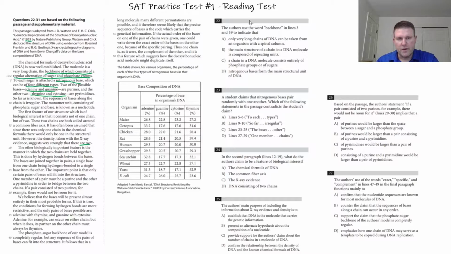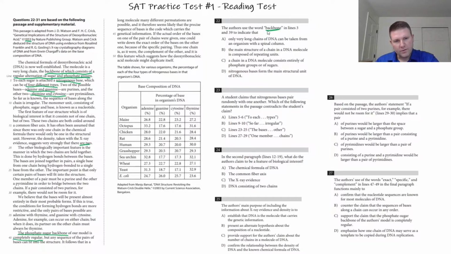So number 22, the authors use the word backbone in lines 3 and 39. Let's go ahead and look at that. Here's the backbone. I actually already underlined that. The backbone of which consists of a regular alternation of sugar and phosphate groups. So that's the line 3 portion. And then line 39, again, they refer to it as the phosphate sugar backbone, right? It's completely regular. So for some reason, they really love for you to know that regular means repeating. If you think about regularity in general, that's the often-ness with which you do something. So yeah, you're repeating that action.